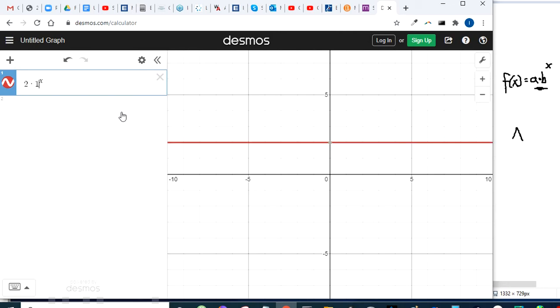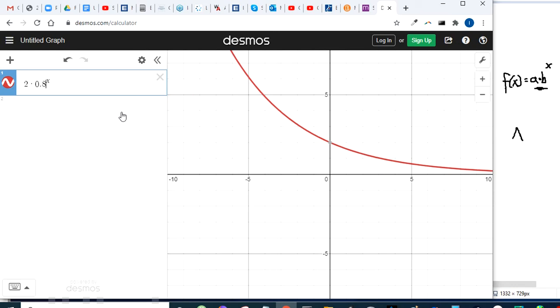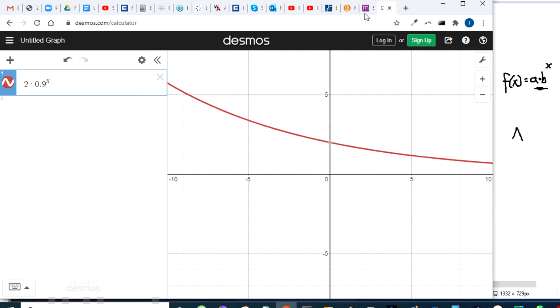b can get even smaller though, right? If you have a b that's between 0 and 1, like 0.9 or 0.8, the graph changes directions. Instead of increasing from left to right, now it's going down from left to right. So you can see that when b gets really, really small, really close to 0, like 0.1 or 0.001, then the hill gets really, really steep. And if you make b get closer to 1, you get a pretty flat hill.